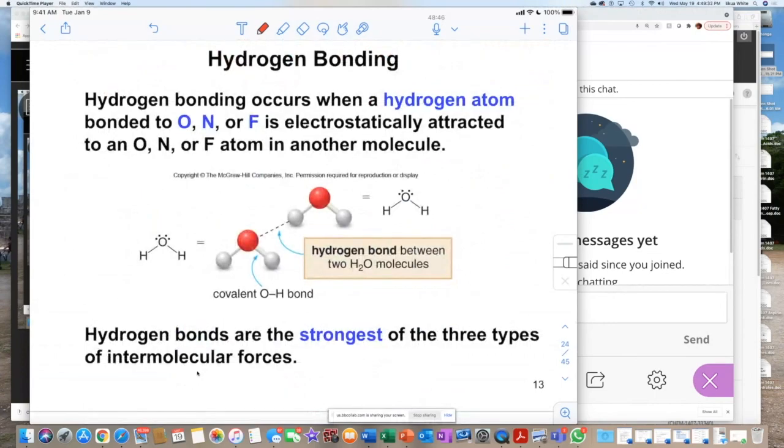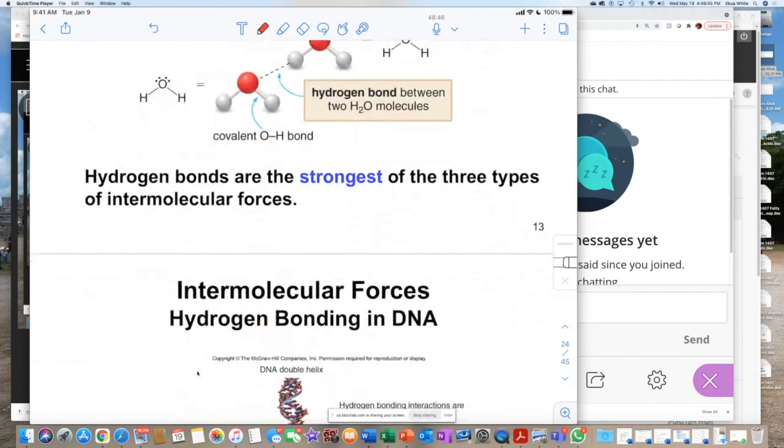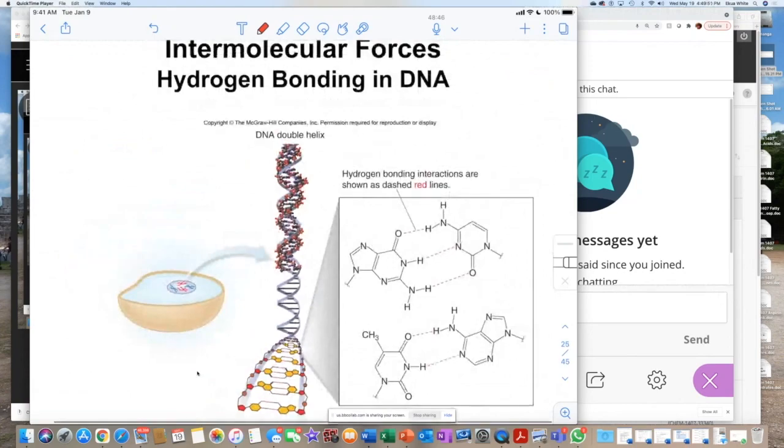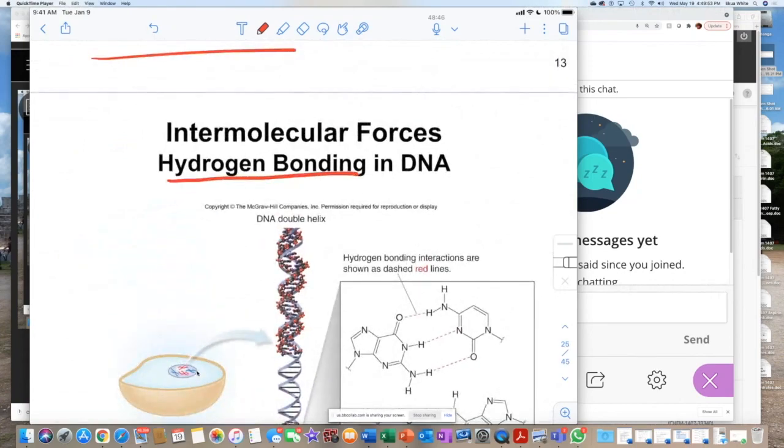Hydrogen bonding, like they said, you have a hydrogen atom bonded to nitrogen, oxygen, or fluorine, and there has to be a direct attachment. Of the three forces, hydrogen bonding is the strongest one, but remember they are incremental. And they show you how this applies, right? Hydrogen bonding in DNA.